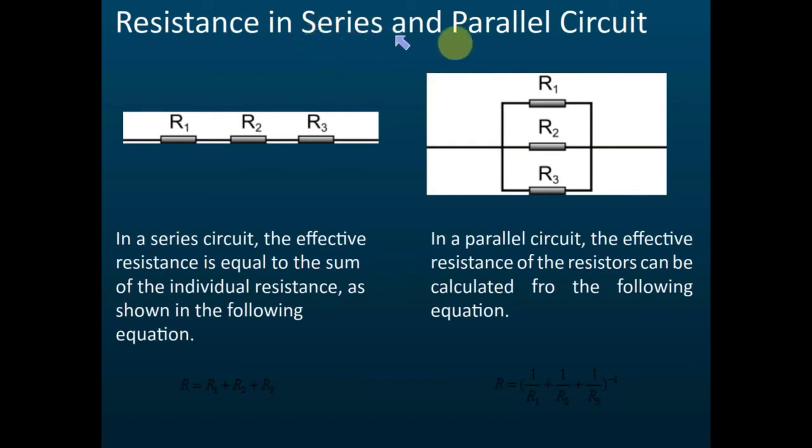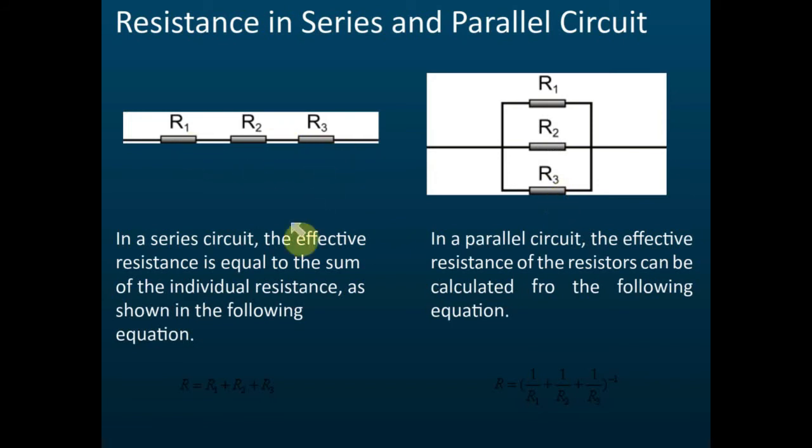Resistance in series and parallel circuits. So this is a series circuit, and this is a parallel circuit. Let's say the resistances of these resistors are R1, R2, and R3 respectively. And this one also R1, R2, R3 respectively.